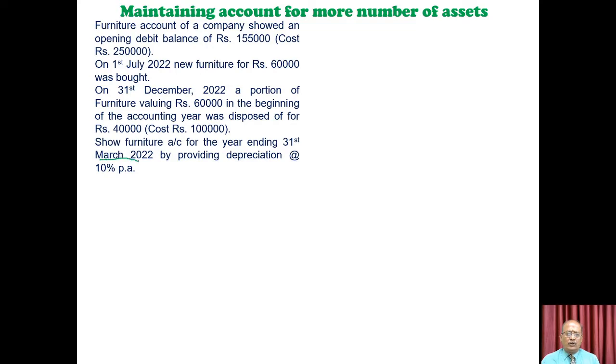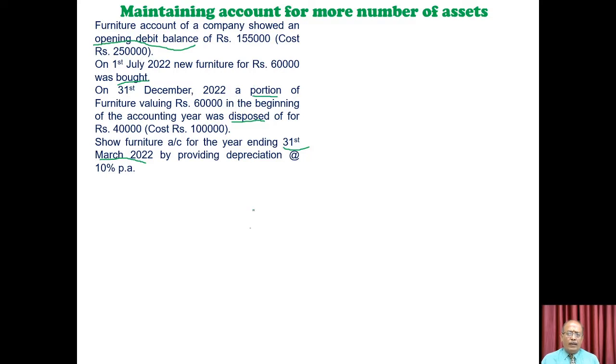So we have to show the accounts for 1 year alone. In that we are given the opening balance in the furniture account. So from that we have to start and we have to do it for the 1 year. Here we have two transactions. One purchase, we bought the new furniture, and also a portion of the furniture was disposed of, in the sense sold. So these two transactions happened during this year. How are we going to prepare accounts?